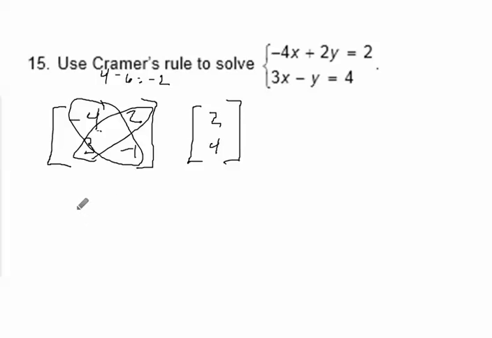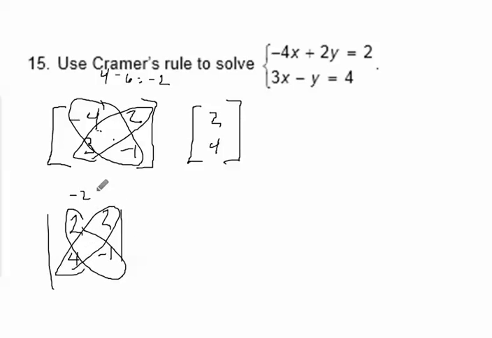Okay? Now I'm going to take this information, I'm going to replace the first column with my 2, 4. 2, 4, 2, negative 1. And I'm going to find the determinant of that. So that's 2 times negative 1, that's negative 2, minus 8. That's equal to a negative 10. So if I take negative 10 divided by negative 2, I'm going to get a 5. X equals 5.